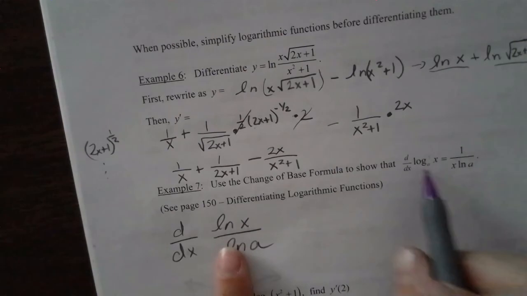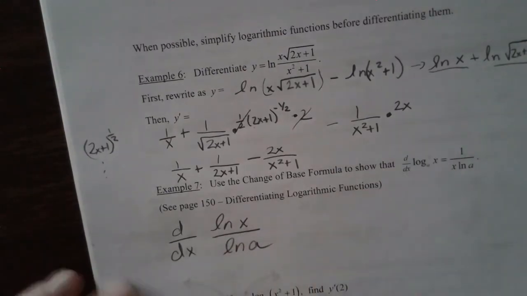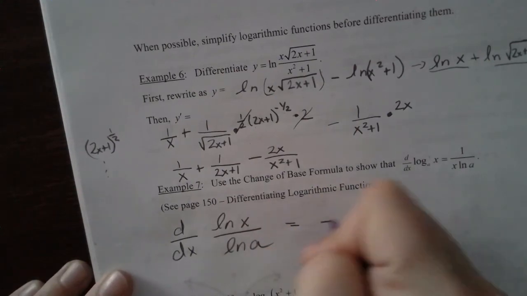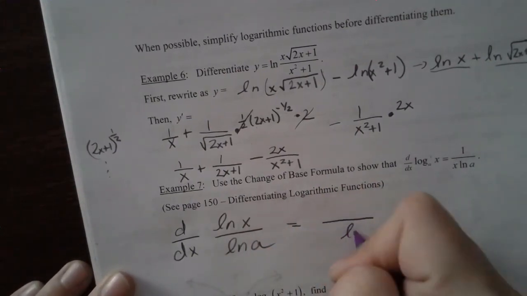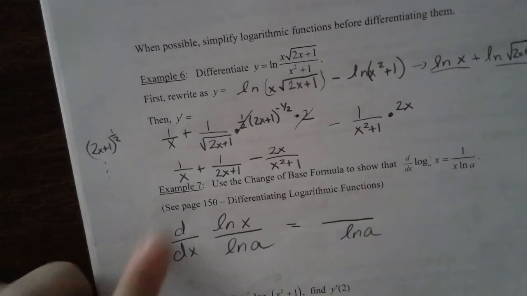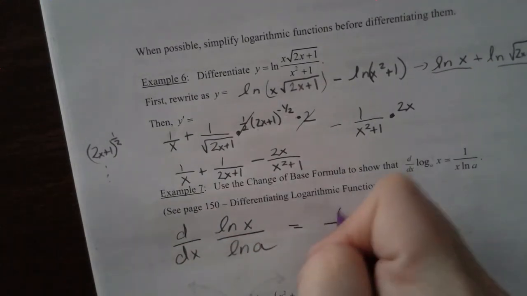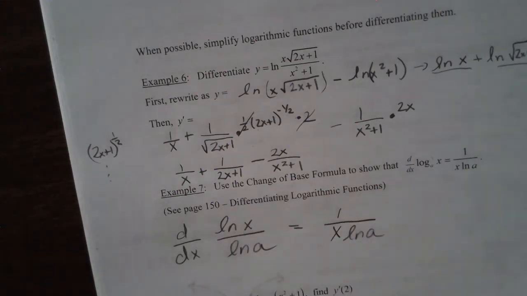So that's just reformatting this piece. Okay, remember this is a number, so it stays there. And then what's the derivative of ln x? Well, it's 1 over x. So that's where it's coming from. Okay.